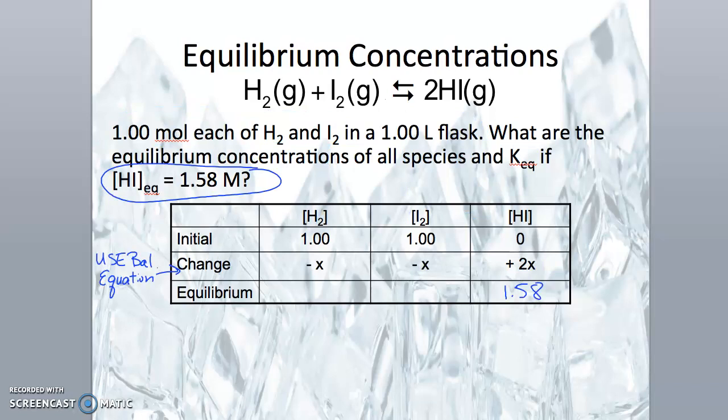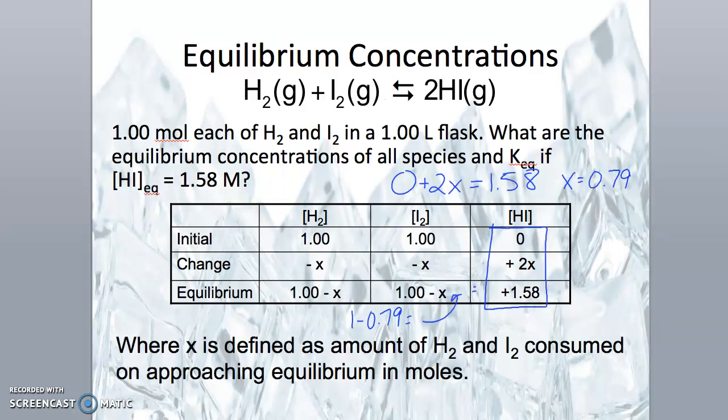We don't know how much the initial concentrations are going to change. All that we know is that the value will go down, and we know that we will form product, so this change will be an increase. We express the change in terms of x. Notice that the hydrogen iodide goes up 2x. This is because there are two hydrogen iodides in the balanced equation. Also notice that the equilibrium concentration for HI is also given, so we can write this in the equilibrium row.